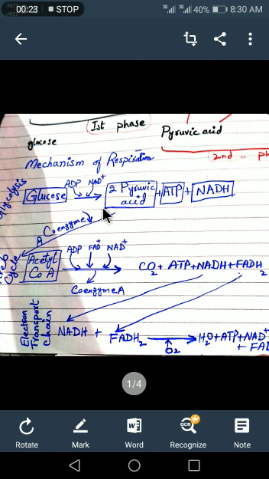Glucose molecule breaks into two molecules of pyruvic acid, and each of these molecules of pyruvic acid enters into the Krebs cycle. Before entering that, it combines with coenzyme A and changes into acetyl coenzyme A. When this acetyl coenzyme A is completely oxidized, it changes into carbon dioxide and water, and NADH and FADH2 are produced. When these NADH and FADH2 pass through the electron transport chain, all the energy changes into ATP.